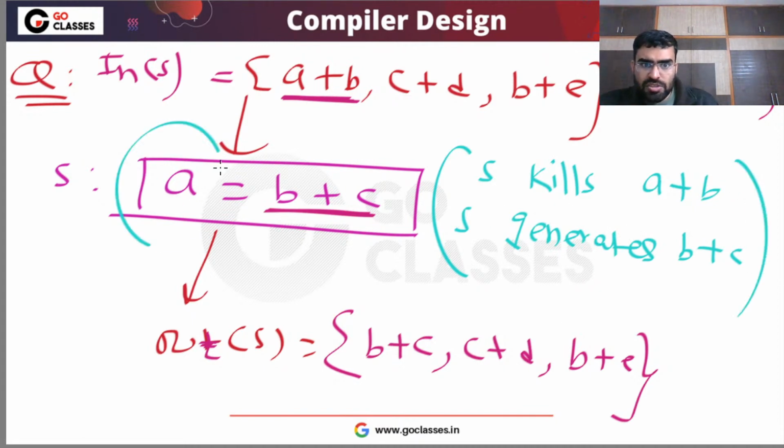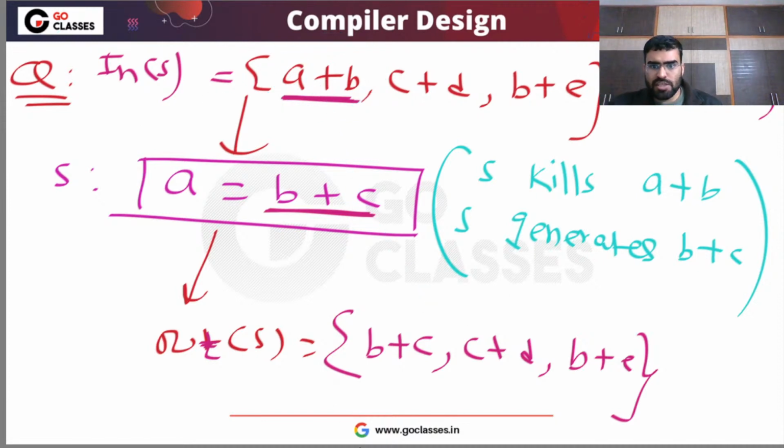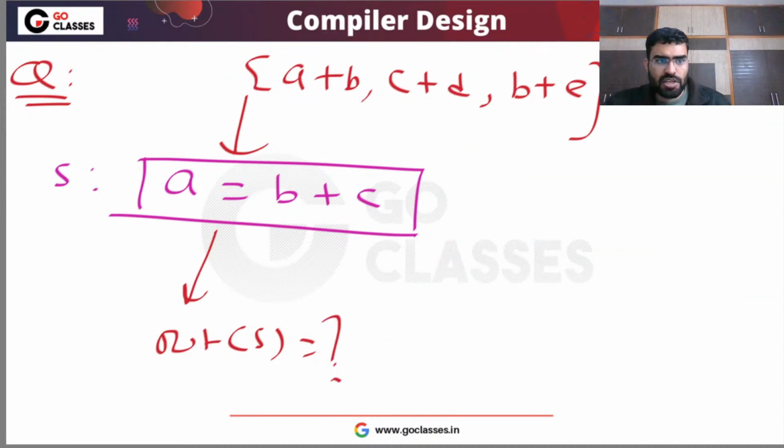S will kill this because you are changing A. So now this expression is not available. So S will kill A plus B. Is this point clear? Another question let me ask.